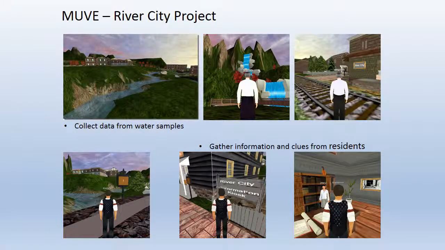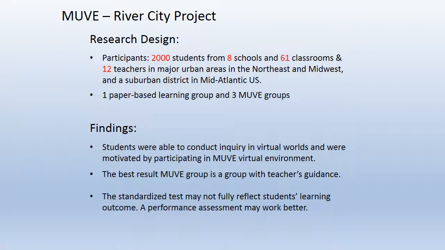In this next slide, here are some pictures of the MOVE system. Students can collect data from water samples, gather information and clues from residents, and develop controlled experiments to test their hypotheses. There were three main findings in this research. Students were able to conduct inquiry in virtual worlds and were motivated.